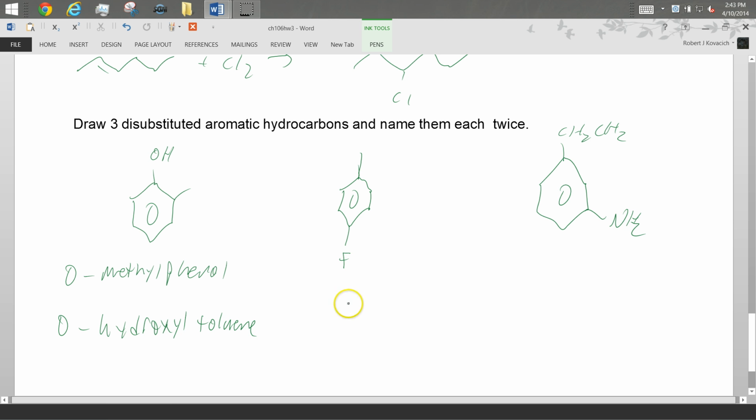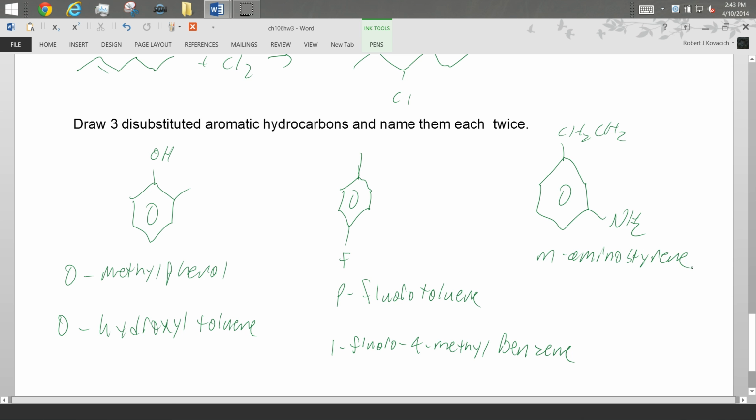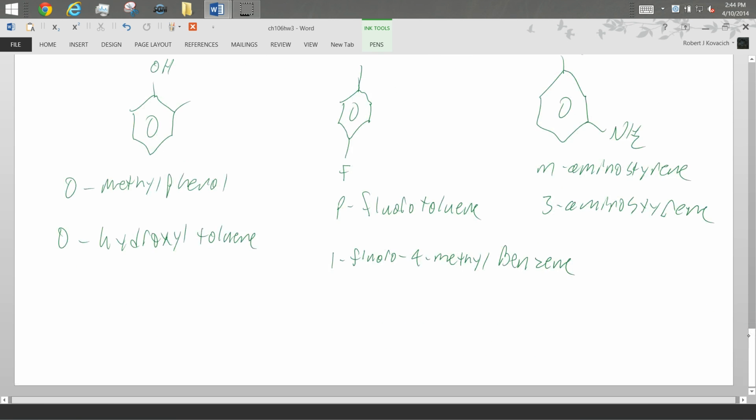We could call this next one para-fluorotoluene, or we could say 1-fluoro-4-methylbenzene. We could do, for this last one, meta-aminostyrene, or we could do 3-aminostyrene. So remember, there's lots of different ways that we could name the aromatic hydrocarbons. And that's it.